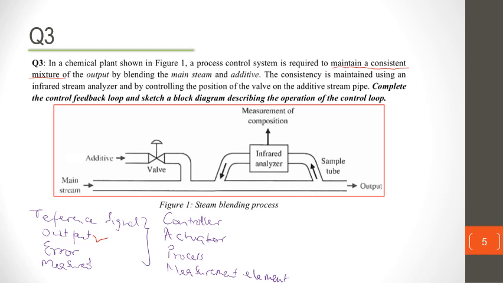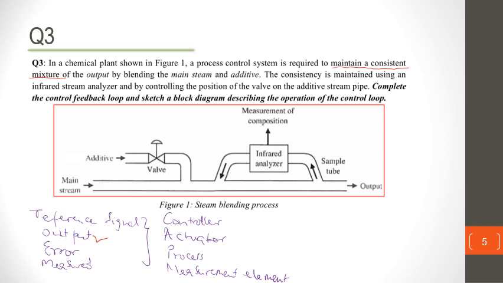Right, and then we look at the other issue. If you go on to read further, it says by blending in the main steam and additive. Now you would think that this would be the input. This is the input to the process, but not input to the control system. Remember, the main steam and the additive are inputs to the process, but they are not inputs to the control system. So there's a difference between what the control system does and what the process does, right? The control system runs the process, but they do not necessarily have the same input. So you have to be mindful of that issue.